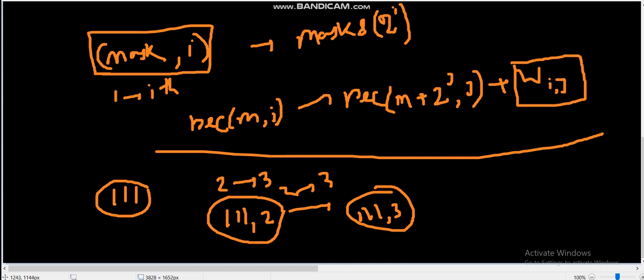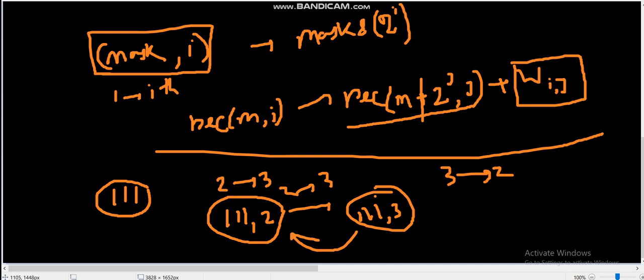from recursion of m plus 2 to the power j comma j is not exactly m plus 2 to the power j, it is m bitwise OR 2 to the power j. So you are saying that m OR 2 to the power j comma j is also possible. Then let's say there is an edge from 3 to 2 also. So then a negative edge from 3 to 2 also, then there is a loop, right?